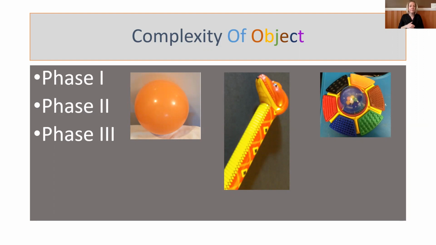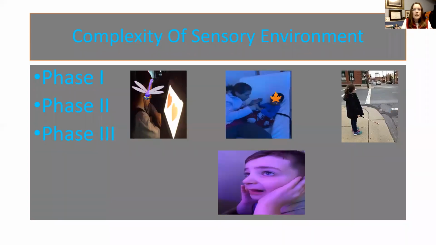As we move into phase 2, again, we're going to see our students visually regard objects that have simple patterns or up to 3 or 4 or 5 colors. And then in phase 3, we're going to see our students really look at objects of multiple colors. And then we're going to think about the complexity of the sensory environment.